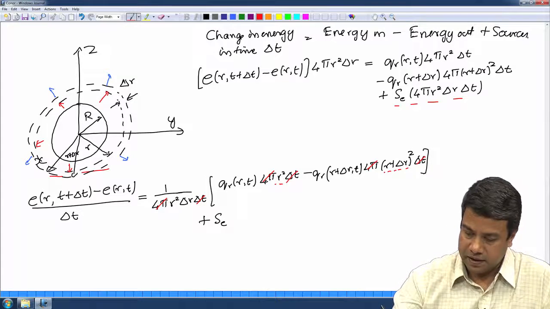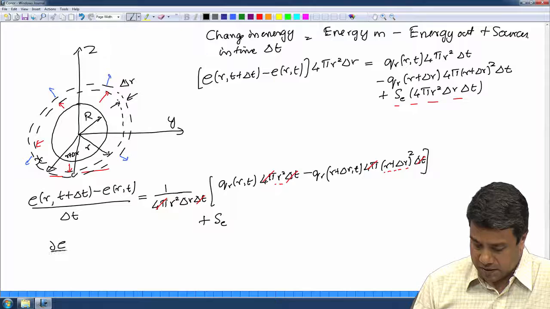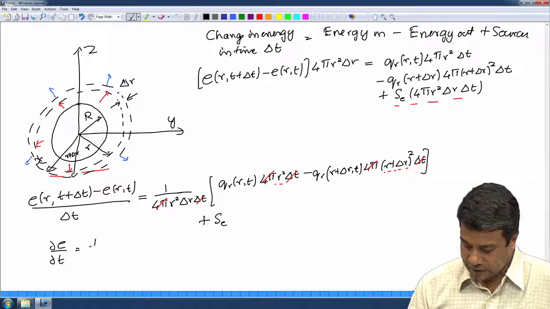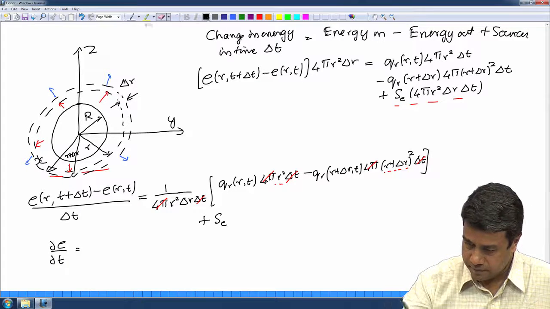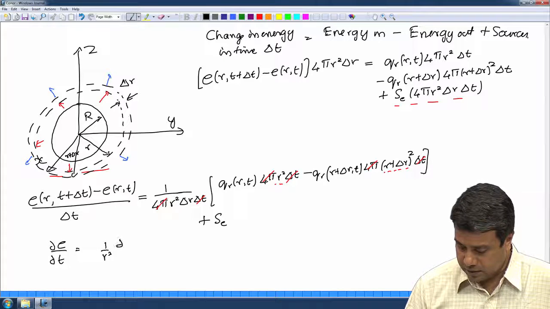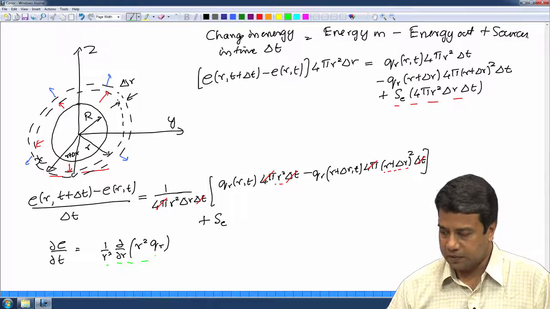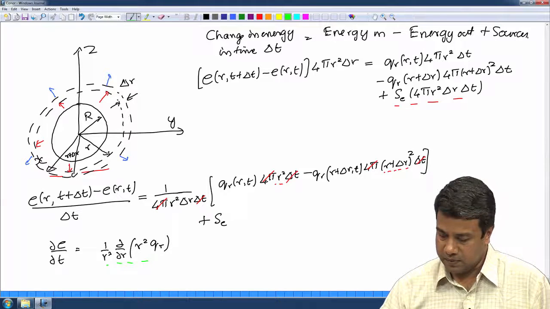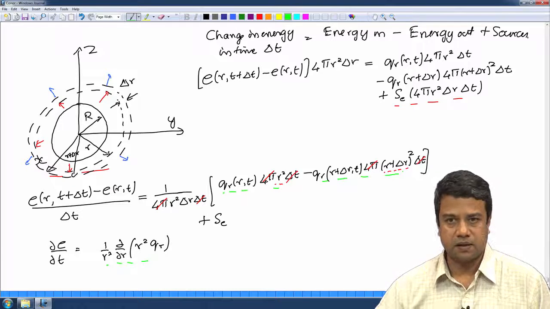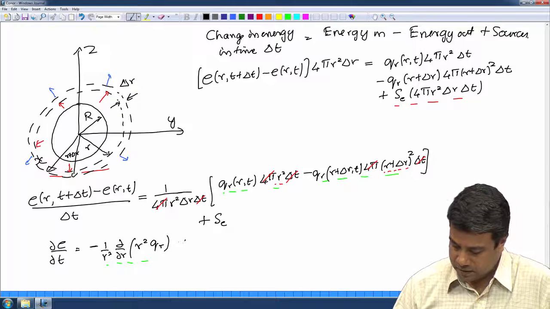And if I take the limit as delta t goes to 0 and delta r goes to 0, I will get partial E by partial t is equal to minus 1 by r squared d by dr of r squared q_r. This term, 1 by r squared d by dr of r squared q_r, will be equal to q_r times r squared at r plus delta r minus q_r times r squared at r. Here we have the opposite of that. We have q_r times r squared at r minus q_r times r squared at r plus delta r. Therefore, there is going to be a negative sign here, plus the source.